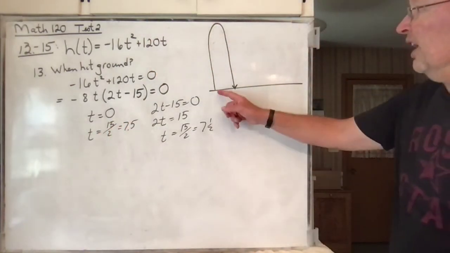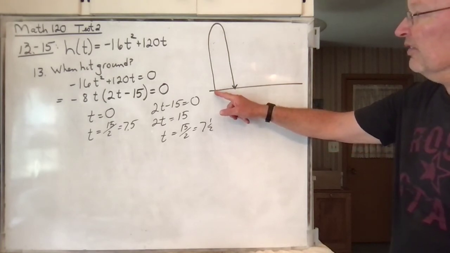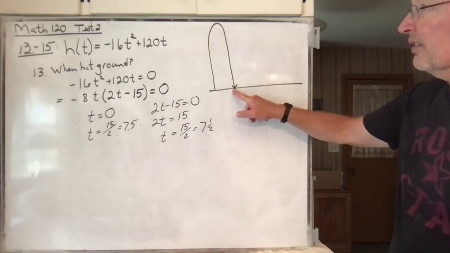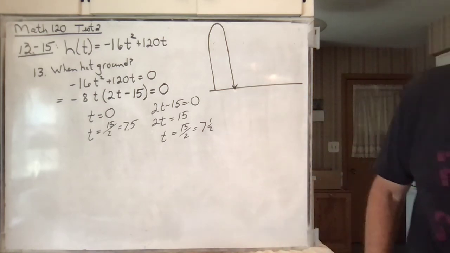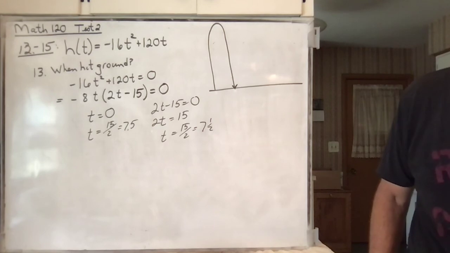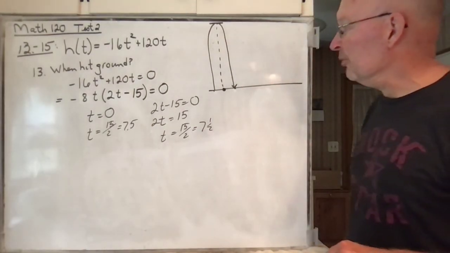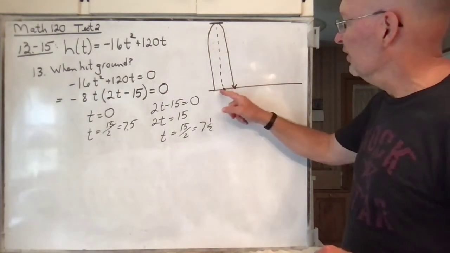So those are the two times when this rock, or whatever it is, is at height 0: before you ever throw it, and after 7.5 seconds. There's your answer to number 13. Now let's go on to number 14. When does the maximum height occur? So I just put it in here.